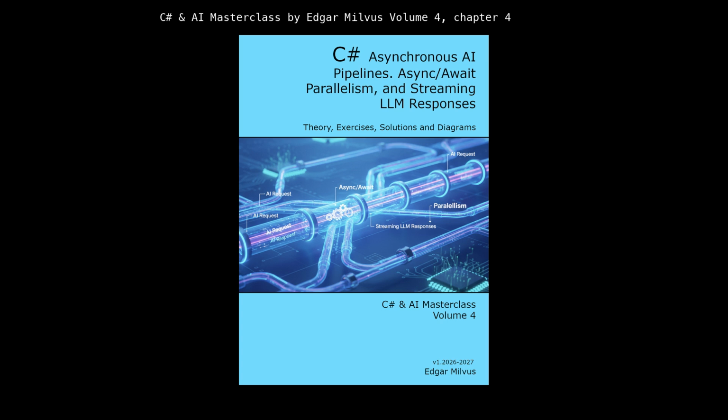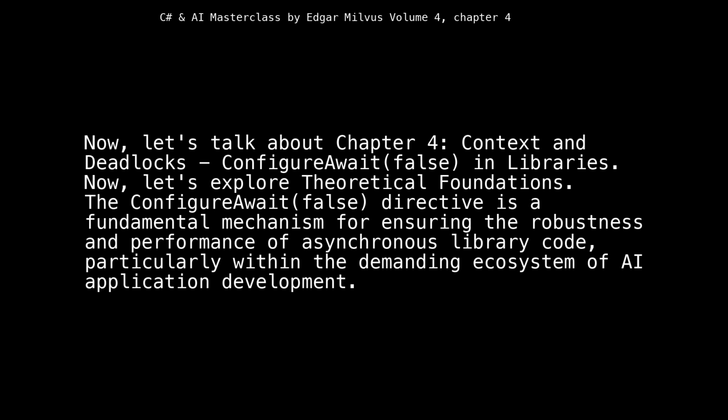C# and AI Masterclass by Edgar Milvis, Volume 4, Chapter 4. Now, let's talk about Chapter 4: Context and Deadlocks, ConfigureAwait(false) in libraries.